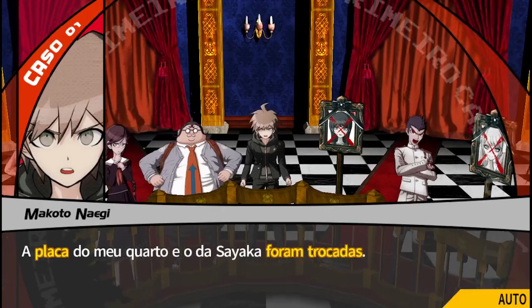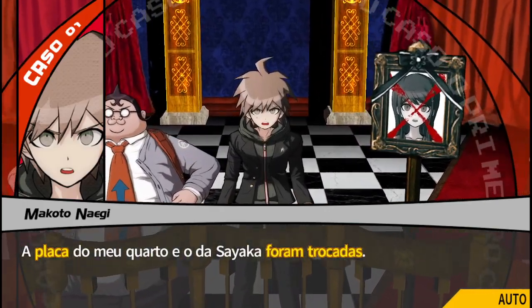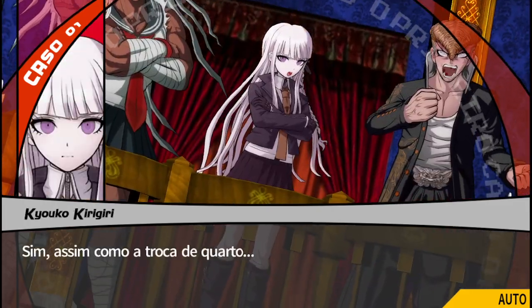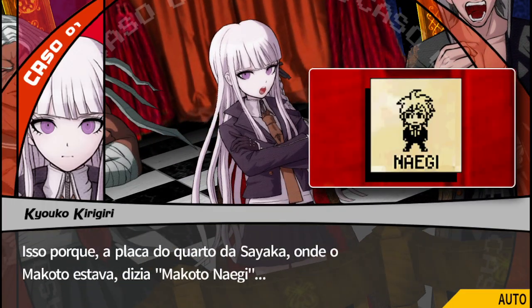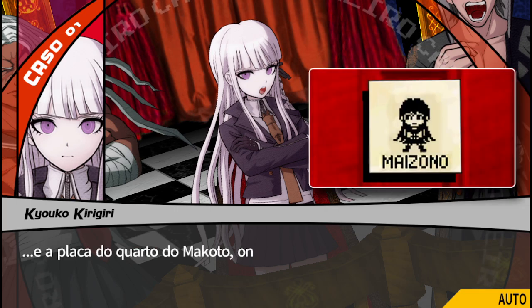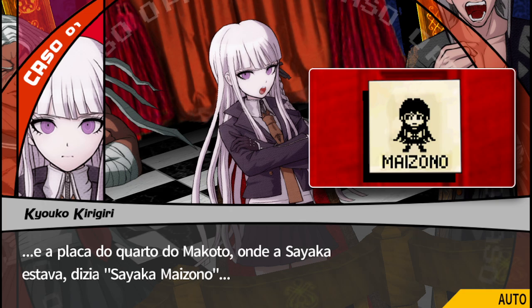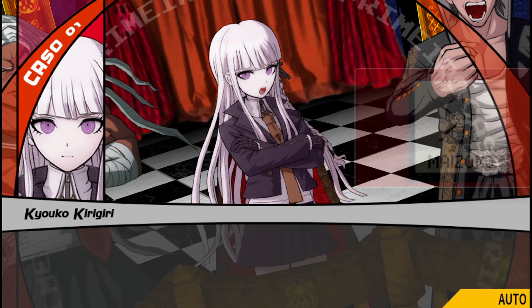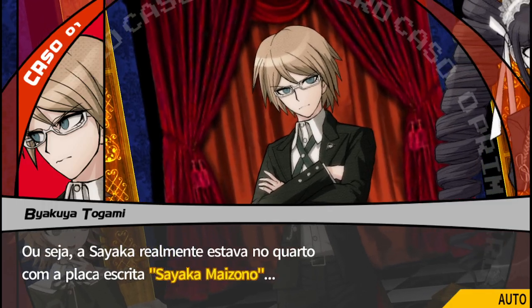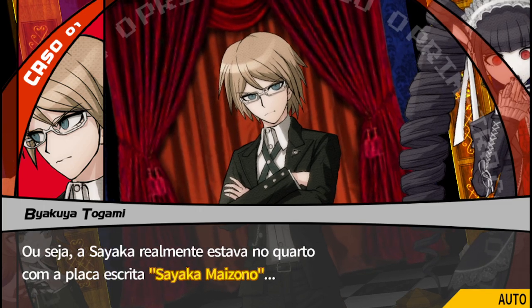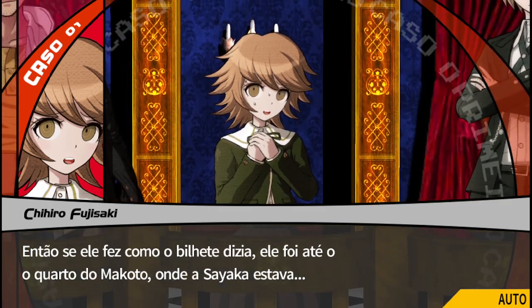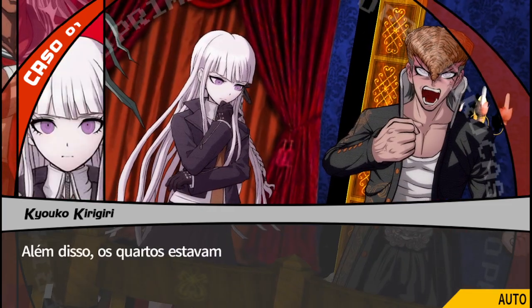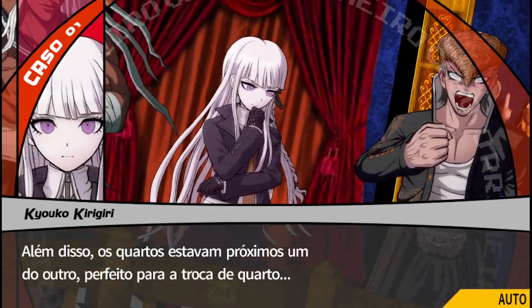The nameplates on Mai and Sayaka's rooms got switched. They got switched? That's right. The nameplates got switched, just like the rooms themselves. As a result, the nameplate on Sayaka's room actually had Makoto's name, and the nameplate on Makoto's room had Sayaka's. So what you're saying is, the room Sayaka was staying in was actually marked as her room. Then, if someone did what the note said, they would end up at Makoto's room where Sayaka was. Plus, their rooms are right next to each other, so switching the nameplates would be no problem.